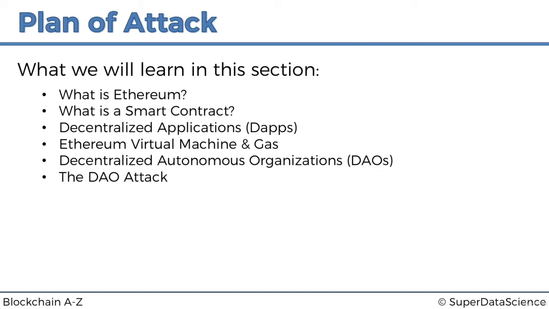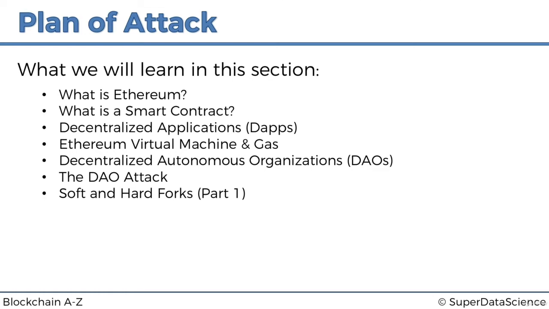Then we'll talk about the DAO attack, an interesting episode that happened in the life of Ethereum when there was a massive hack and lots of millions of dollars were stolen. So we'll talk about that and what implications that had on the network and how they recovered from that.